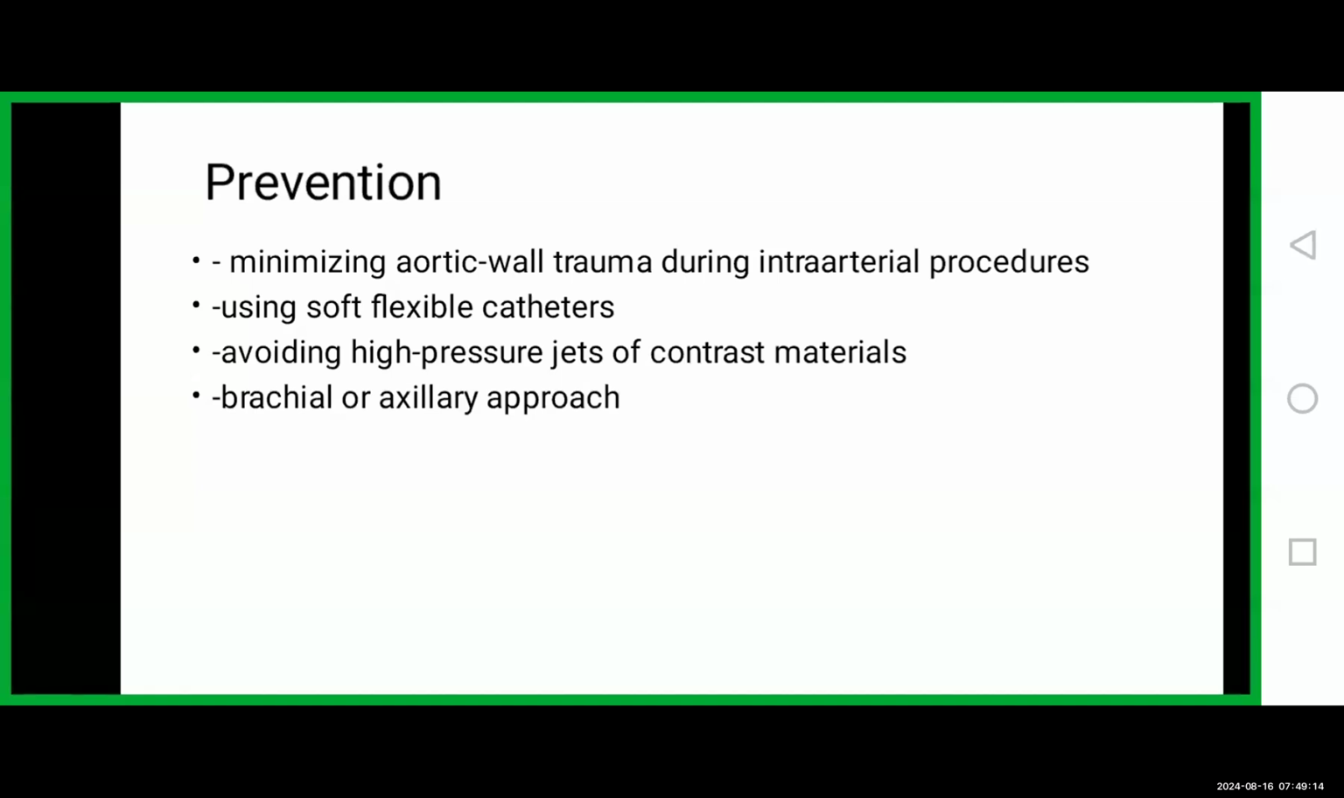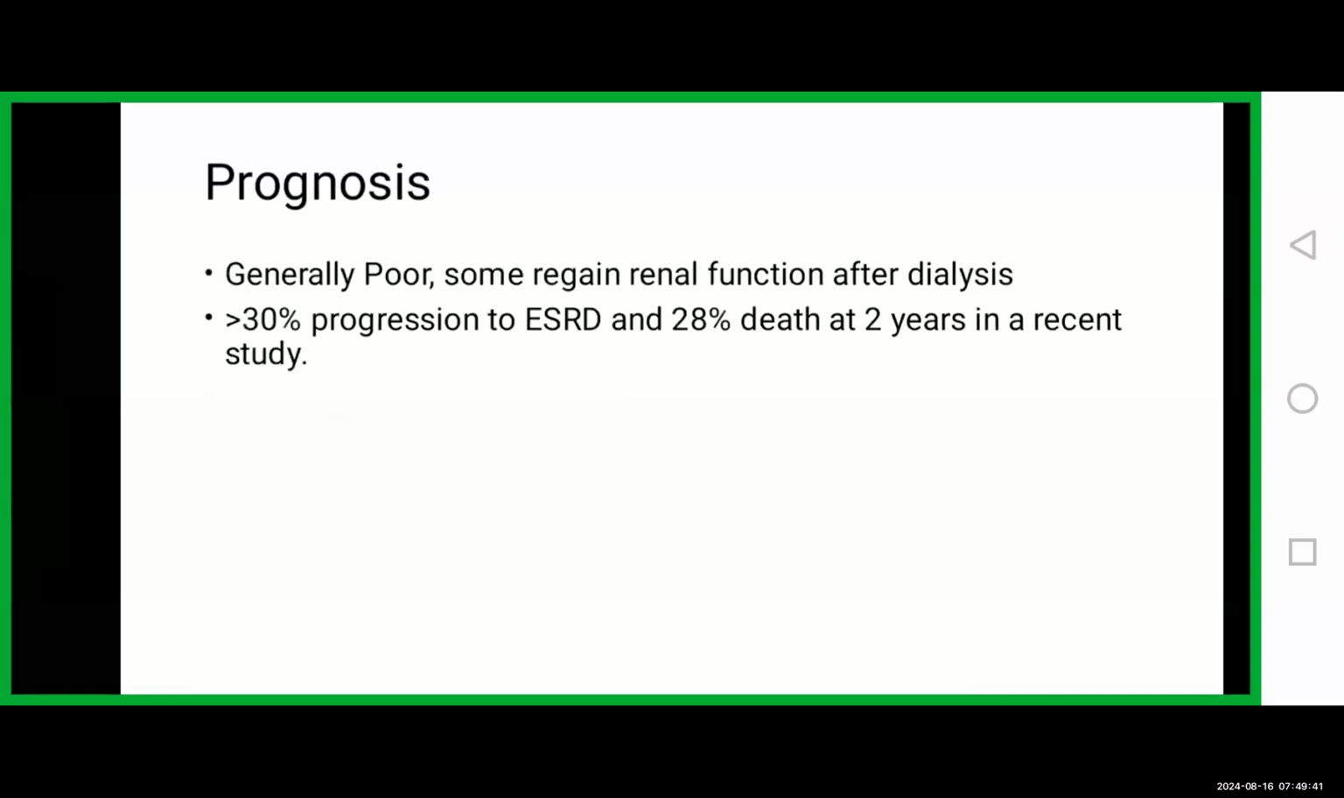And then for prevention of cholesterol embolization, you want to minimize aortic wall rupture during those intra-arterial procedures. You also want to use soft, flexible catheters in carrying out the procedure. Avoid high pressure jets of contrast material, which can also dislodge those plaques. Then the brachial or axillary approach would be preferred.